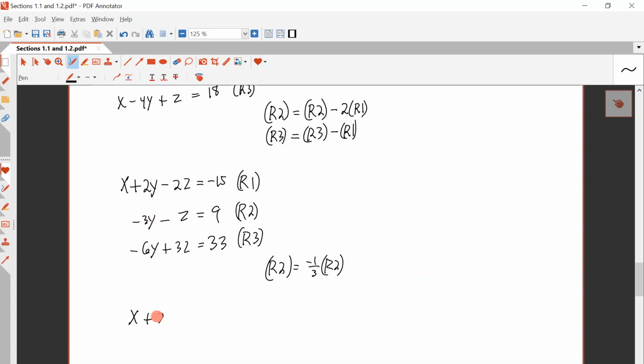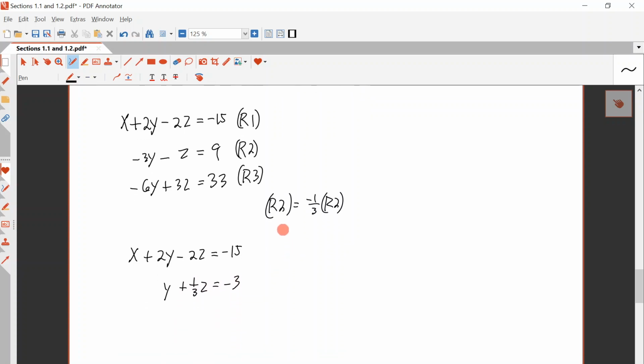So row 1 stays the same. I didn't do anything to that. And then the second row, multiplied by minus 1/3, that's going to be y plus 1/3 z is equal to minus 3. And then the last row stays the same. I didn't do anything to that.